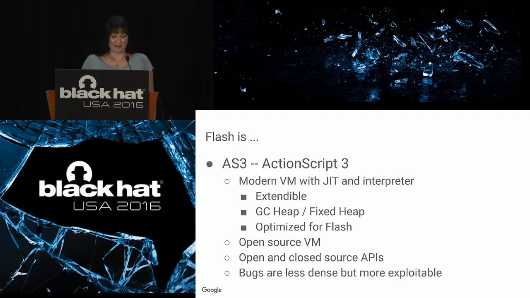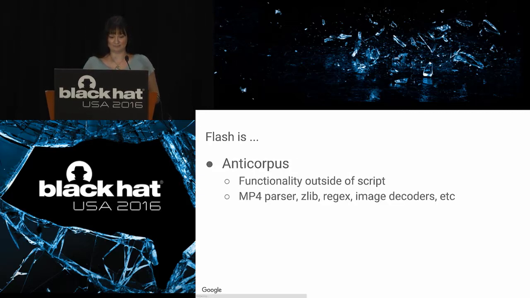With regards to the actual ActionScript APIs, some of them are open source. The really important ones like string and vector and array, you can see the source of them online. And then there's some Adobe proprietary ones, for example, bitmap filtering, that are not open source and you can't see the code of. I would say bugs in ActionScript 3 are a bit less dense because it does have some good features that prevent bugs, for example, automatic type checking. But the flip side is that bugs in ActionScript 3 tend to be highly exploitable because there's lots of features in ActionScript 3 you can use for exploitation.